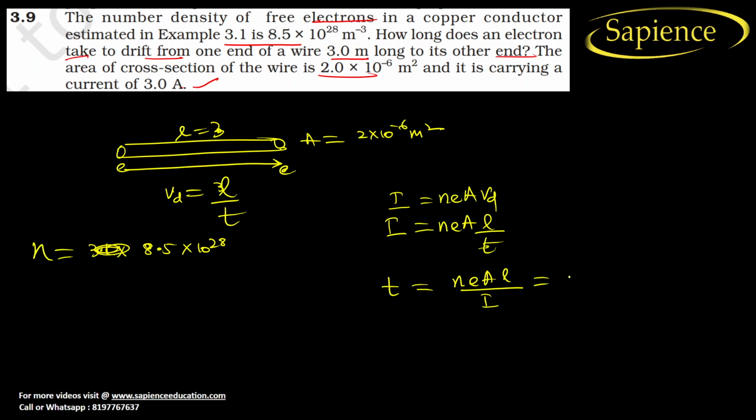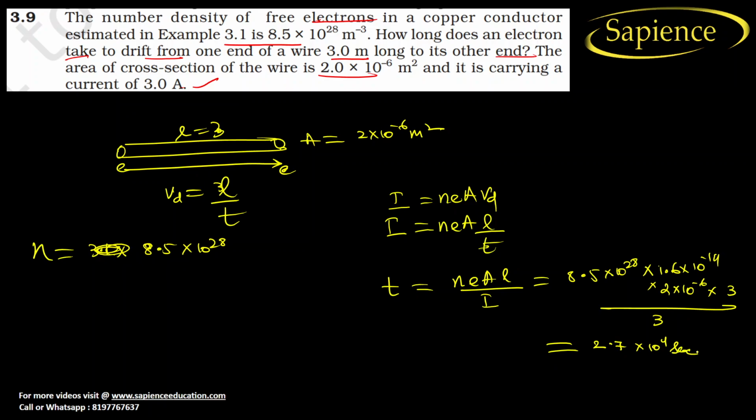So n is the number of electrons, that is 8.5 into 10 to the power 28, into electron charge e, which is 1.6 into 10 to the power minus 19, into area of cross section 2 into 10 to the power minus 6 meter square, into length 3, divided by current, which they have provided as 3 ampere. By using this we will get 2.7 into 10 to the power 4 second.